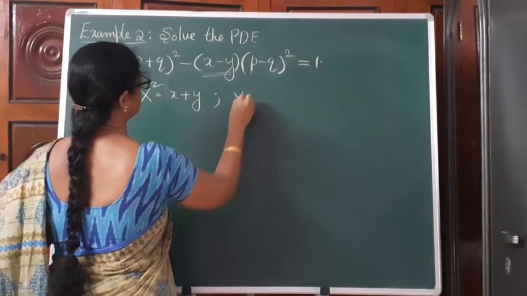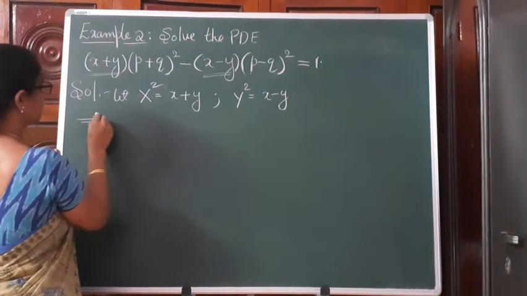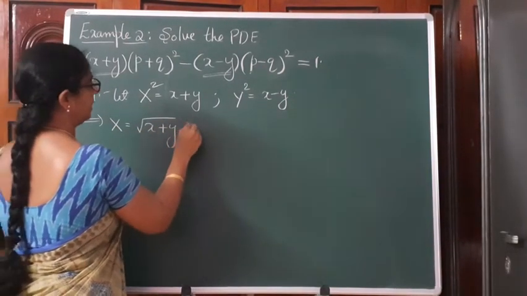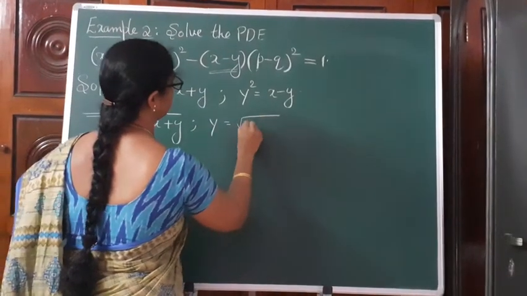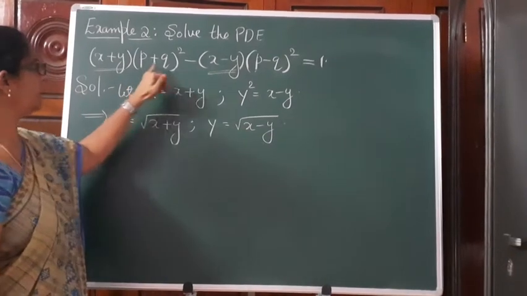And we take y square as x minus y. So what is capital X now? Capital X is square root of x plus y and capital Y is equal to square root of x minus y. Now let us find what is P and Q.